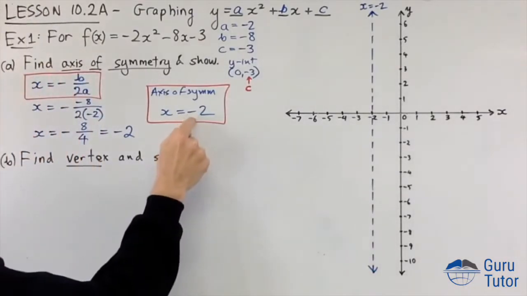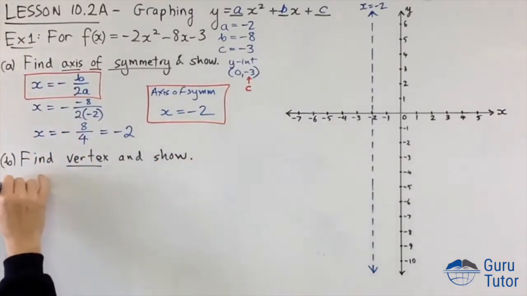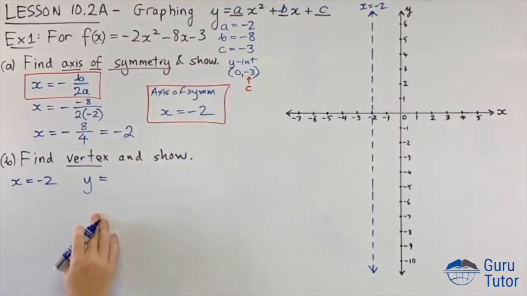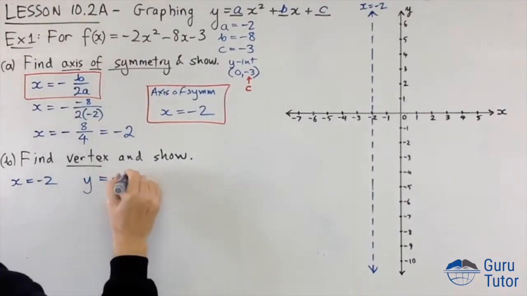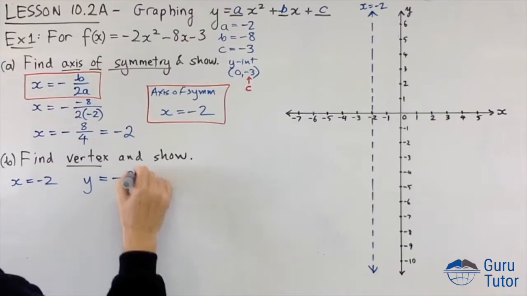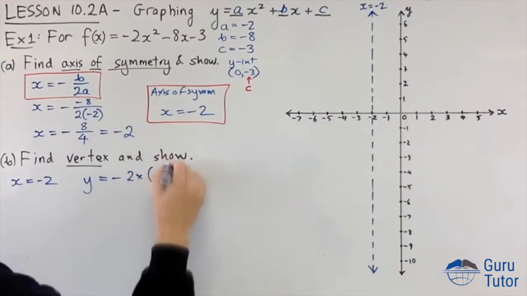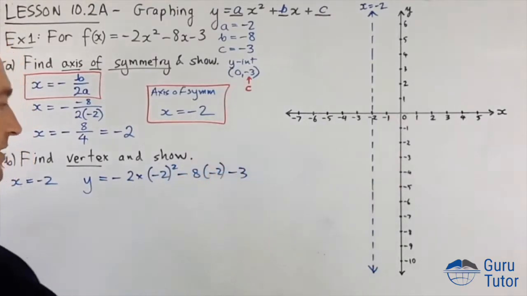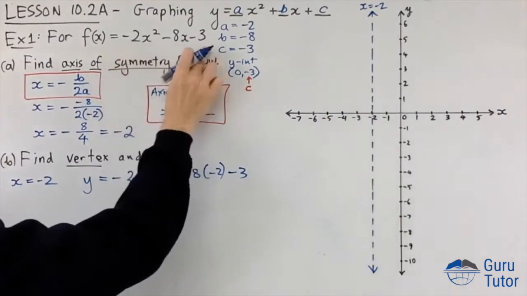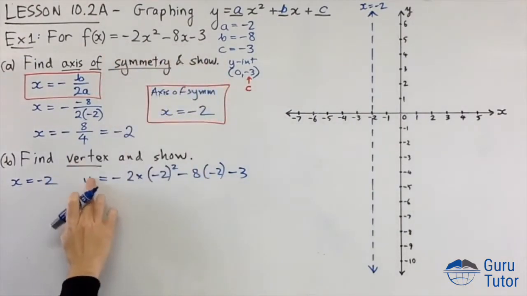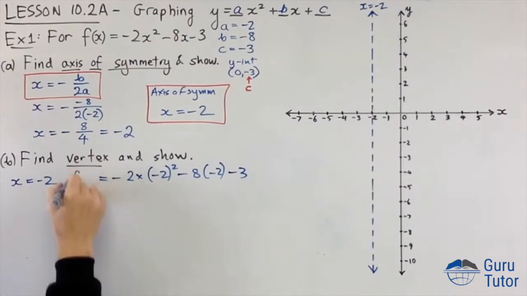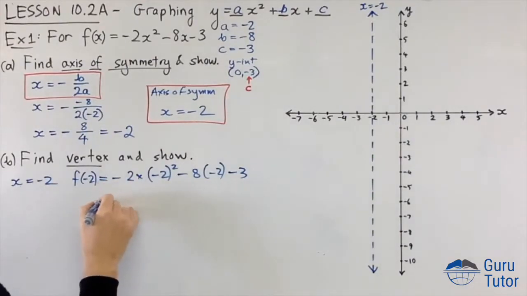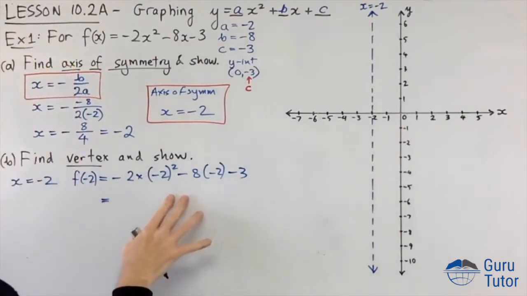We take our x value from the axis of symmetry, x equals -2, and we put it back into the original equation. Okay, so we're going to put y equals -2 times x squared, so -2 squared, minus 8 times -2 minus 3. So can you see that I've just replaced x up here with x equals -2. And I might use function notation. I might stick with this. So this is going to be f of -2. Does that make sense?